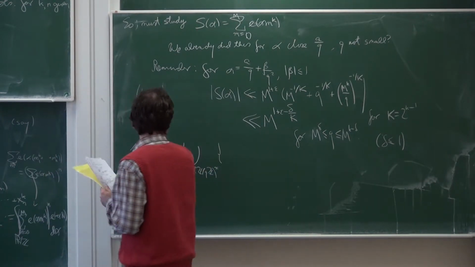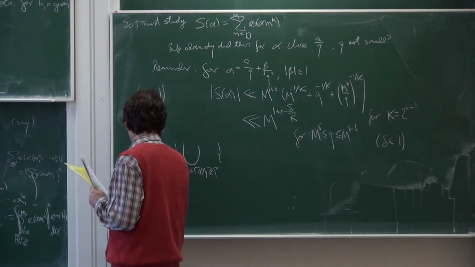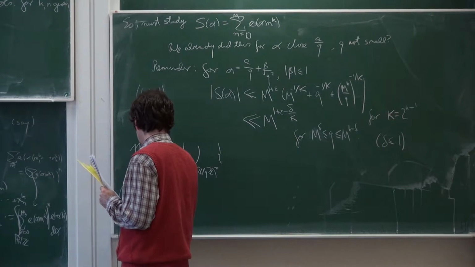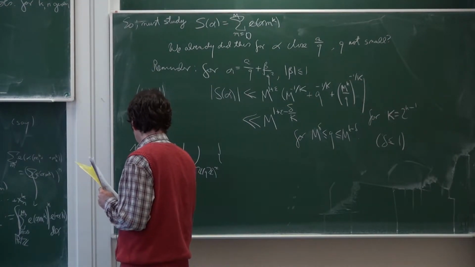So the major arcs are when we take the circle and take some arc around 0, a somewhat smaller arc around 1/2, another around 1/3, and so on.